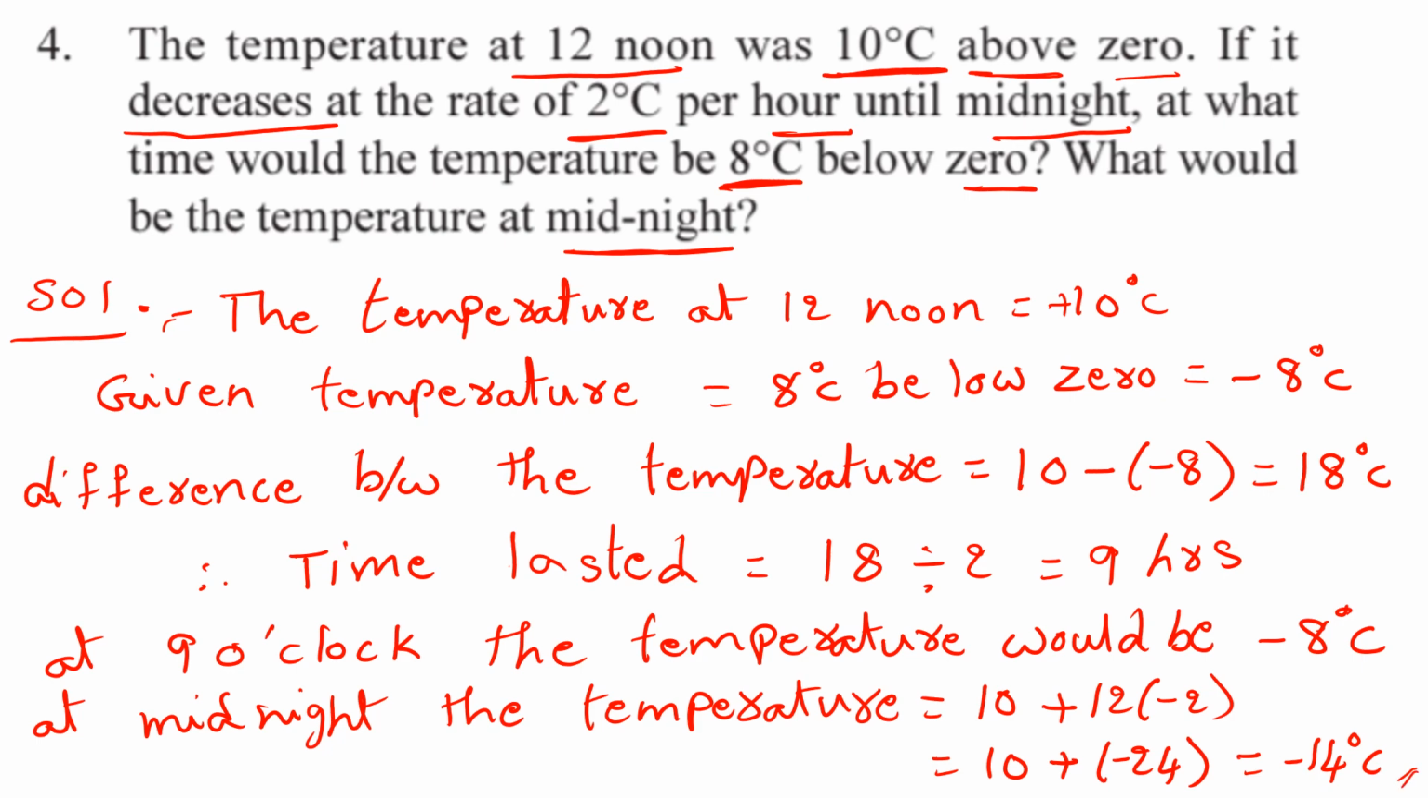That is the answer. Here, look at that. At midnight, the temperature would be 10 plus 12 into minus 2. At midnight, the time is 12. It decreases 2 degrees centigrade each hour, so 12 into minus 2 is minus 24. So 10 plus of minus 24, we should subtract here. Which is more? Negatives are more. That's why you should write minus 14 degrees centigrade. Okay, children, that is the answer.